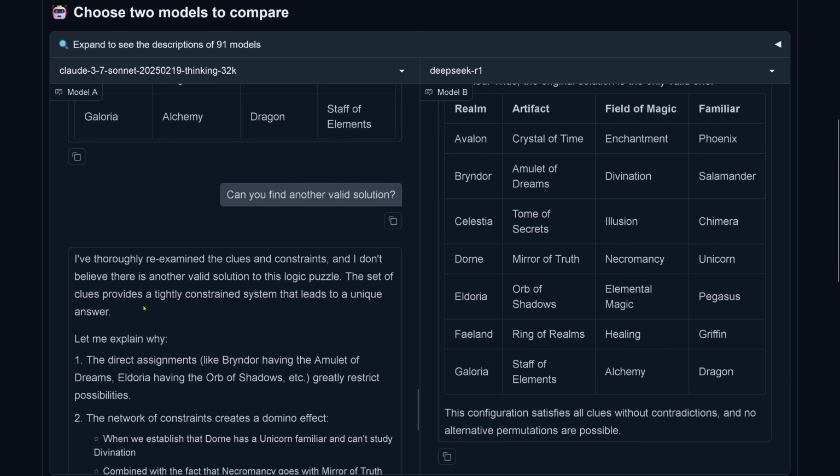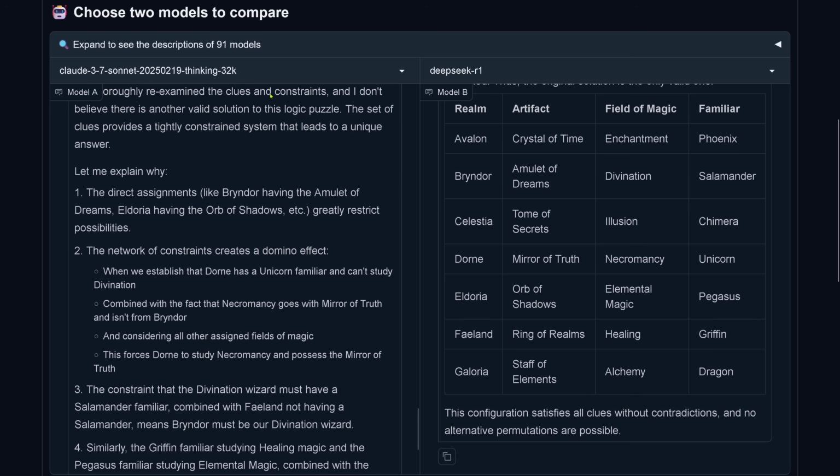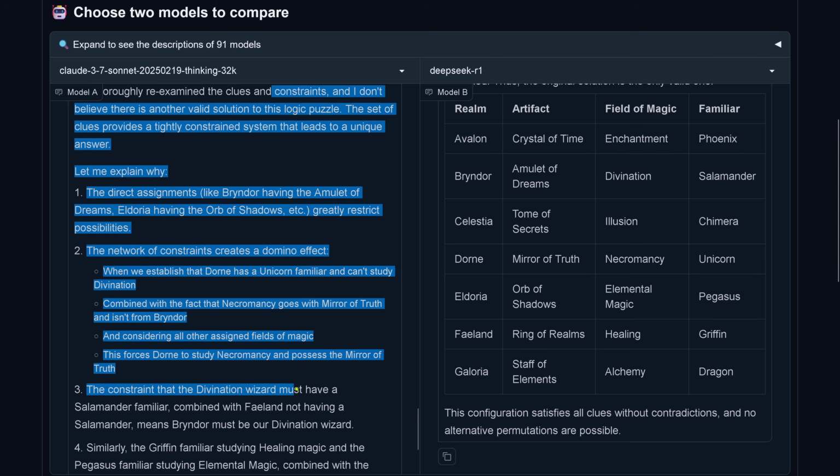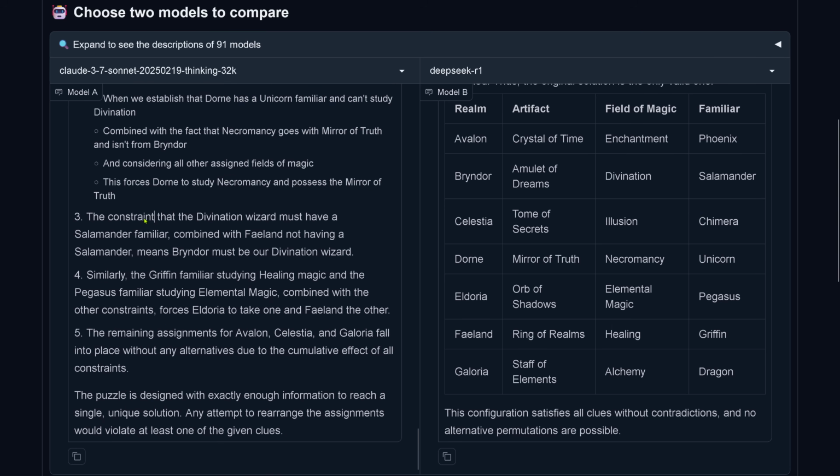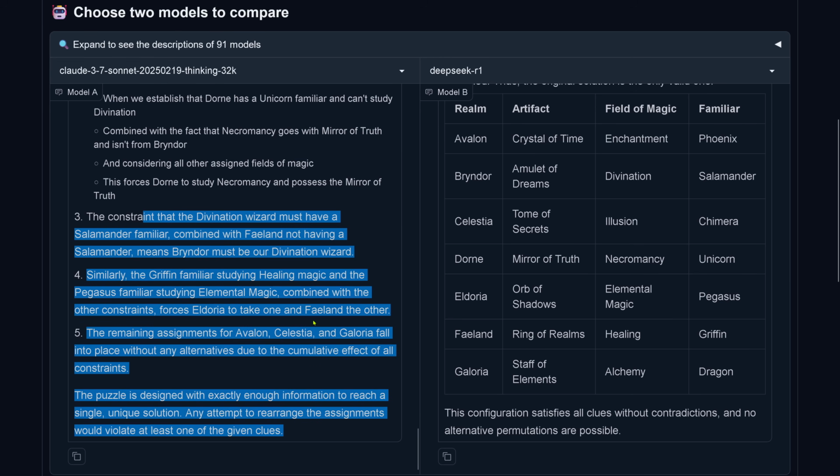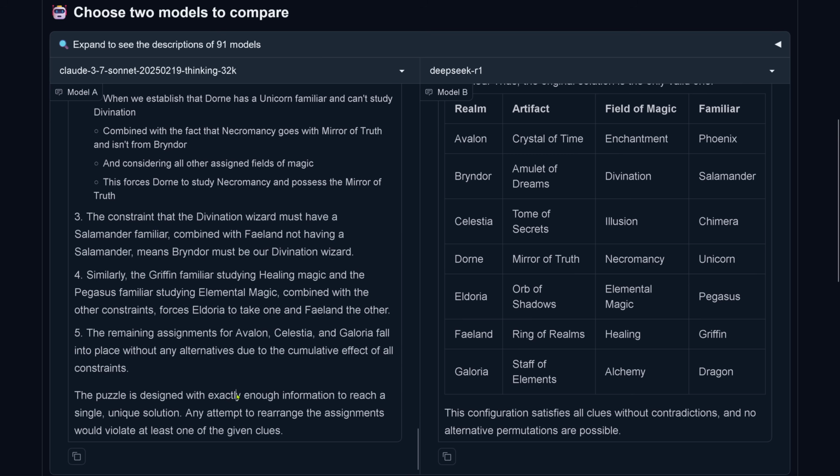Can you find another solution? And the answer is, I don't believe that there's another valid solution to these logical puzzles. And let me explain why. There are a lot of constraints, and this is designed here with exactly enough information to reach a single unique solution. Any attempts to rearrange would violate this. No, this is not true, Sonnet.